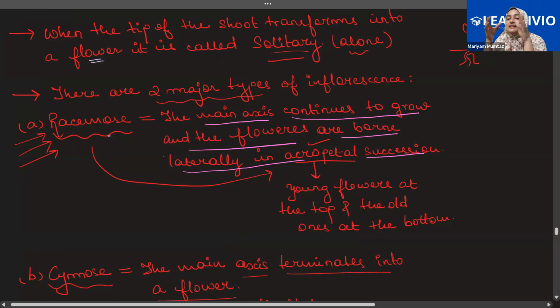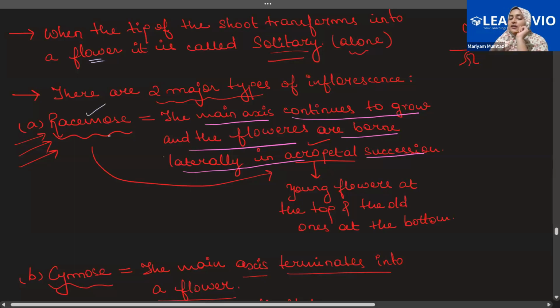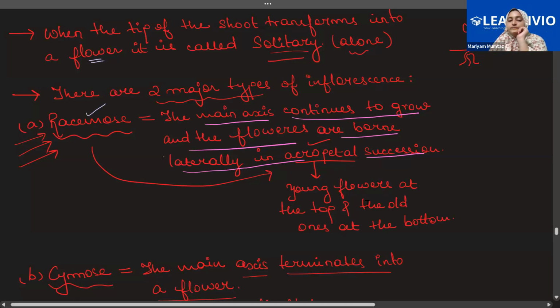Lateral position means the sideways position. So whenever the flowers are borne laterally, meaning from the side, that is what we call racemose. And they are in an acropetal succession. Acropetal means always the younger flowers will be visible on the top part and the older ones will be at the bottom part. So that is acropetal succession.